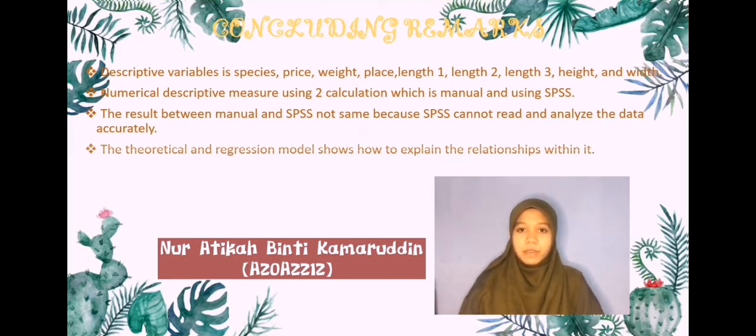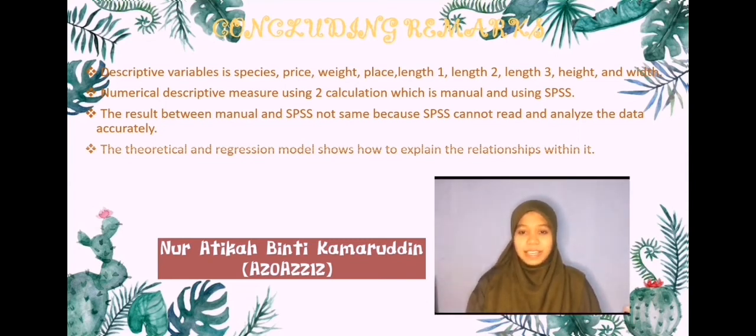The methods that have been used in the calculation of data values of descriptive variables for species, price, place, weight, length 1, length 2, length 3, height, and width, based on the data population in Malaysia, are as follows. First, in compiling a given data, the frequency distribution is used to calculate the number of classes, class interval or width, and class limit. Then, numerical descriptive measurement uses two calculations, namely manual and using SPSS. The results between manual and SPSS are not the same because SPSS cannot read and analyze the data accurately.